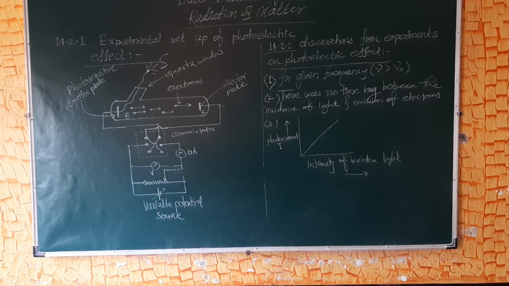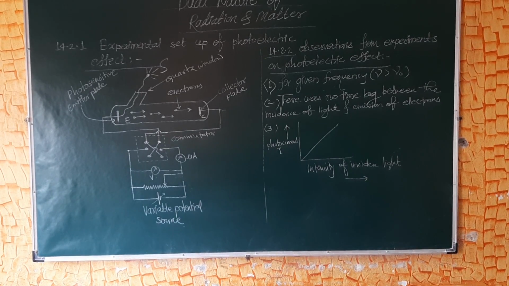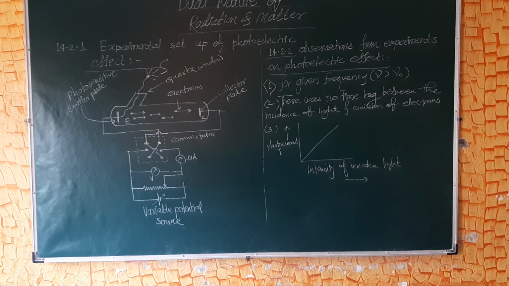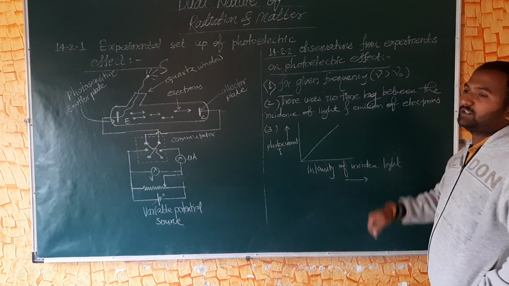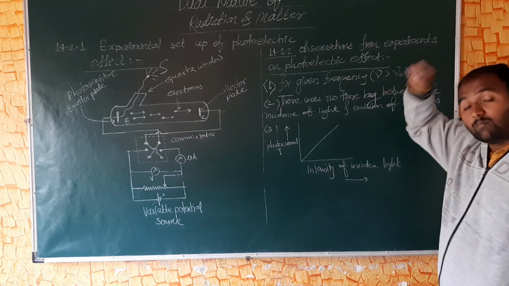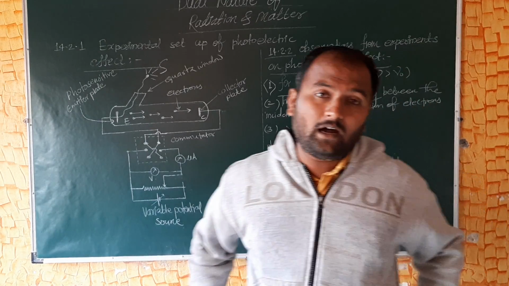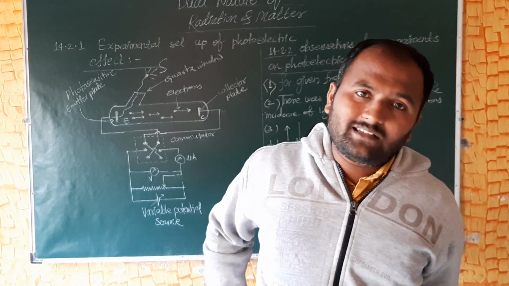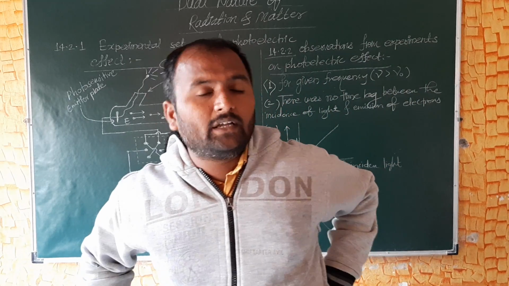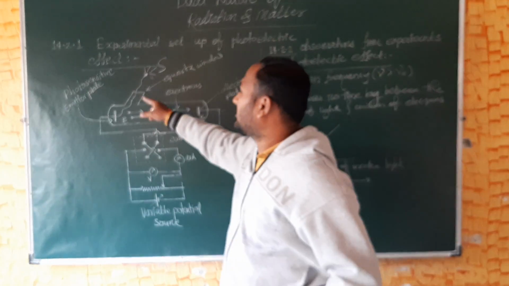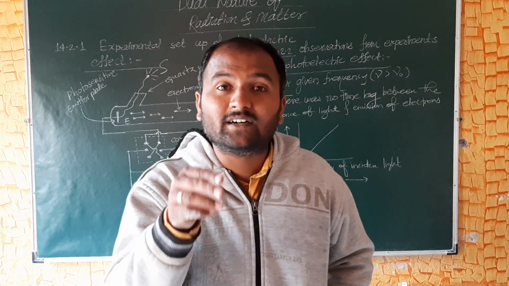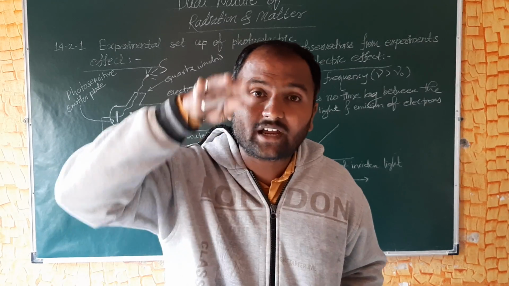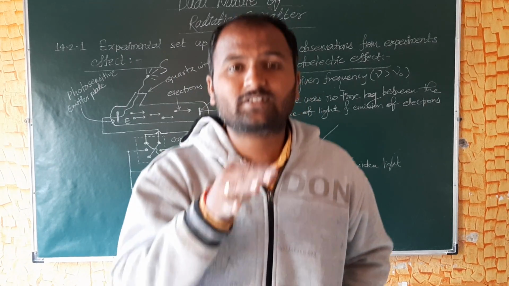Okay, so here we discuss the observations. First point is that for a given frequency, nu is greater than nu naught. It must be necessary, because if the frequency is less than the threshold frequency, no electrons are ejected from that metal surface. So electrons are ejected only when the incident radiation has a frequency greater than the threshold frequency.